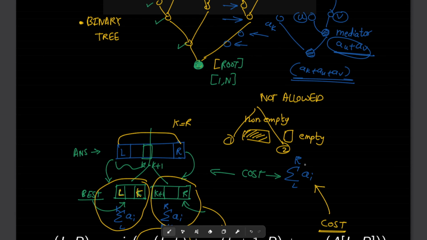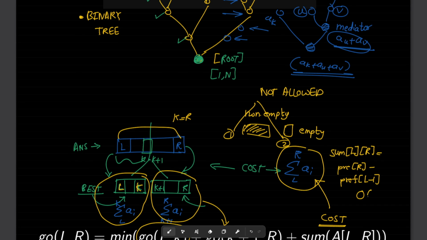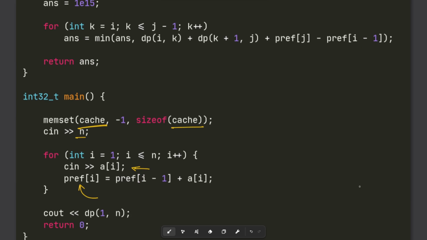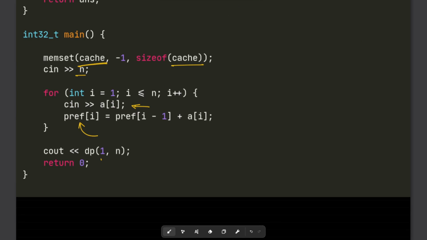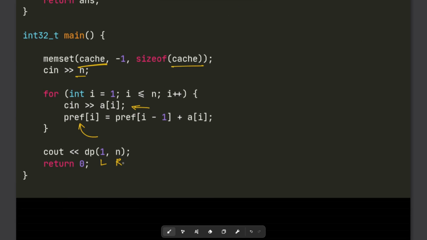So to know the sum of elements in a particular range, the sum of elements in this range will be given by the sum of the first R elements subtracted by the sum of the first L minus 1 elements. This is what we are doing to find this sum in constant time. Next we are finding the answer for the entire array, which means that L is equal to 1 and R is n.